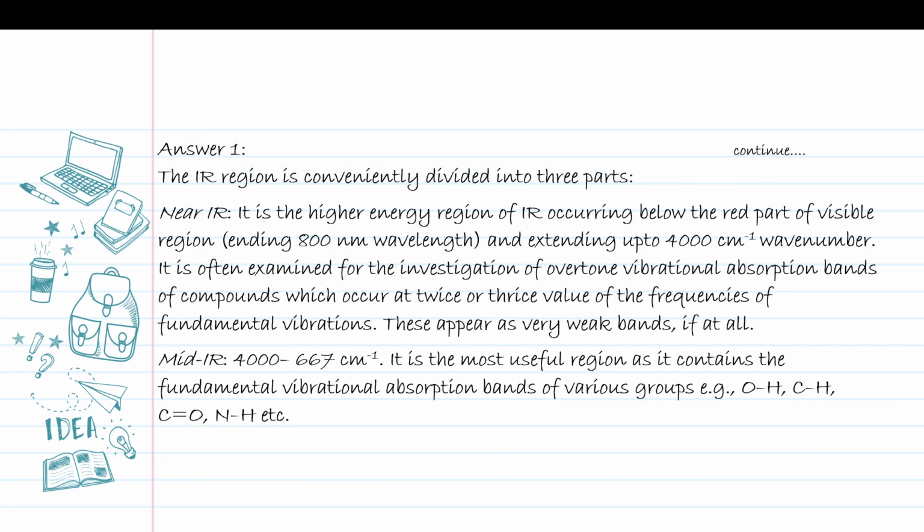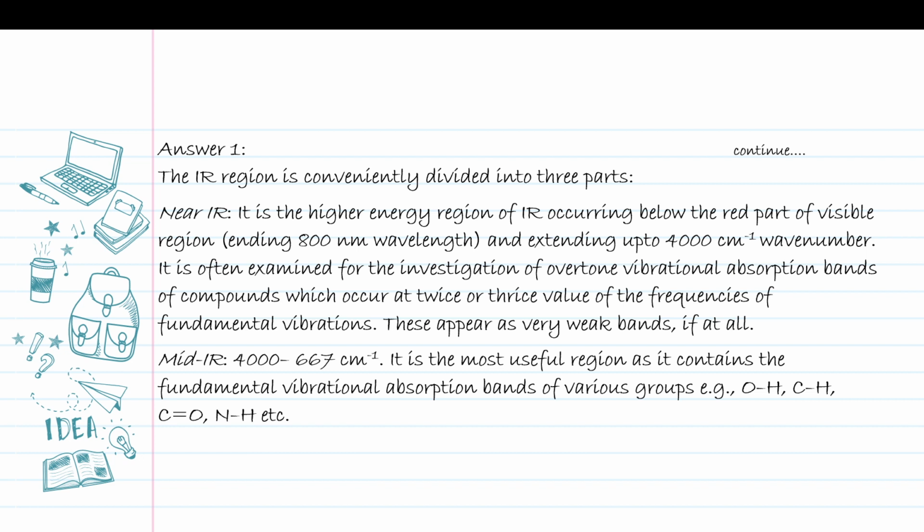The IR region is conveniently divided into three parts. Near IR, which extends from just below the visible part to about 800 nanometer, and extends up to 4,000 reciprocal centimeters wave number. It is often examined for the investigation of overtone vibrational absorption bands of compounds which occur at twice or thrice the value of the frequencies of fundamental vibrations. These appear as very weak bands, if at all.